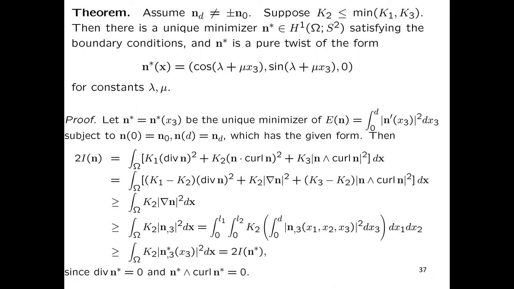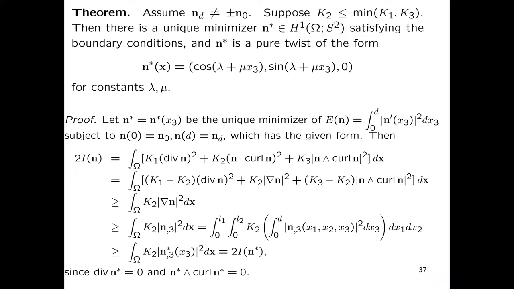Okay, and so the proof is easier than for the hedgehog actually. So first of all, you let n star, depending on x3, be the unique minimizer of the integral from 0 to d of n prime of x3 squared, subject to n of 0 is n0 and n of d is nd, which has this form. Then you write down I of n, forgetting about the K24 term, I'm just going to put the zero. Here is the Oseen-Frank form. Now you use the identity for the gradient of n squared, that the gradient of n squared is the sum of all the terms that appear in the Oseen-Frank energy, to rewrite this as k1 minus k2 times div n squared, plus k2 times the gradient of n squared, plus k3 minus k2 times n cross curl n squared.